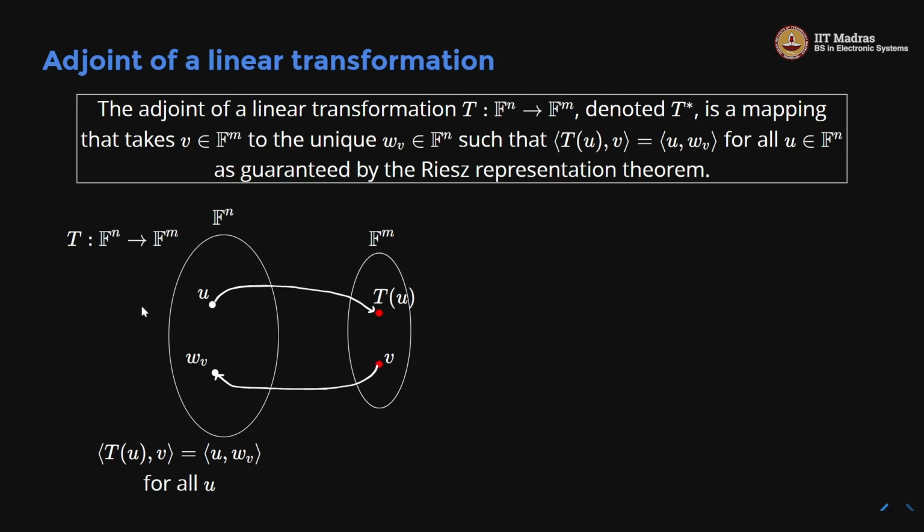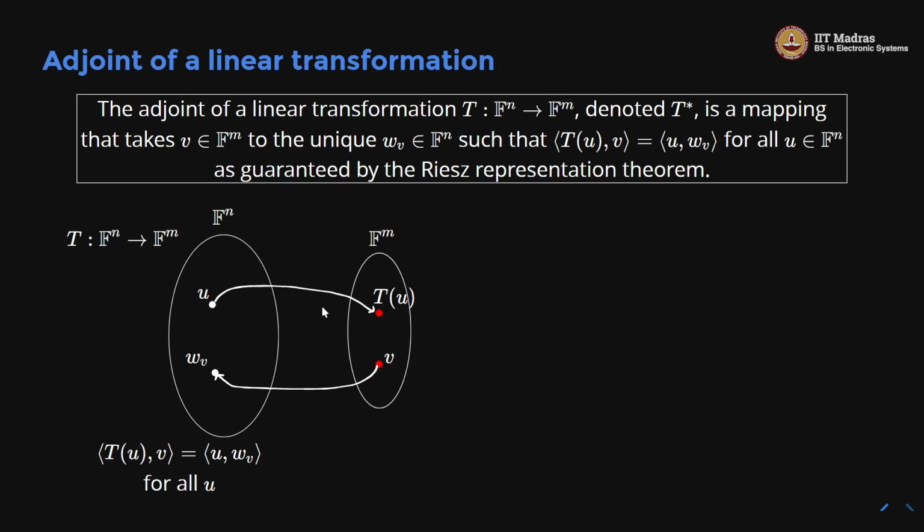Let me describe the picture first and then I'll come back to this. You have a linear transformation T from Fn to Fm. The adjoint is actually a mapping, right now just a mapping. We'll denote it T star. It's a mapping that takes something in Fm to Fn, a sort of reverse mapping. T goes from Fn to Fm; the adjoint goes the other way, Fm to Fn. It's only a mapping at this point.